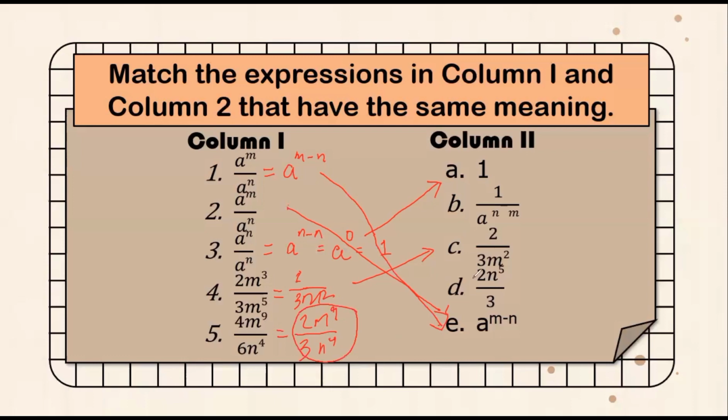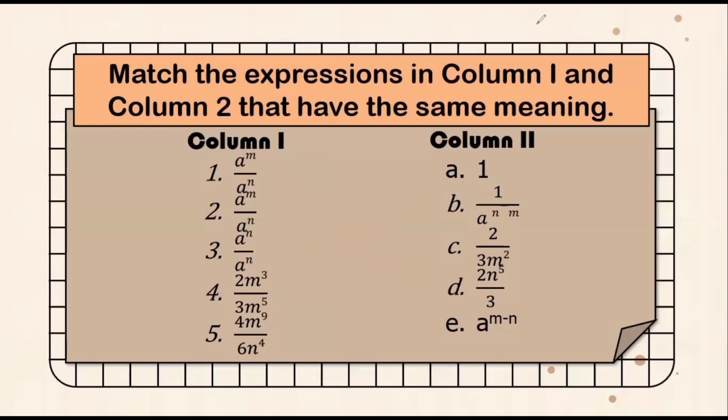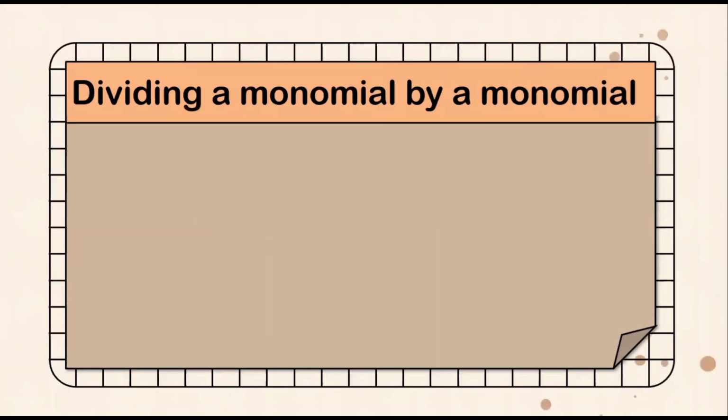So that's how you recall the concept of the quotient rule, that when you are dividing powers with the same base, you have to keep the base and subtract the exponents. We now proceed to the concept of dividing a monomial by a monomial. There are different steps that you need to follow when you are dividing a monomial by a monomial.